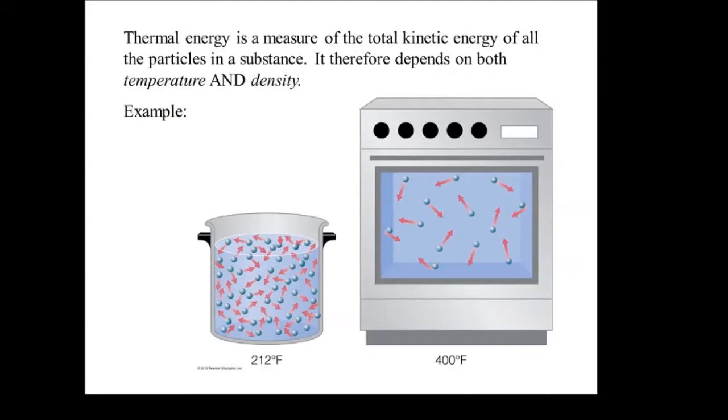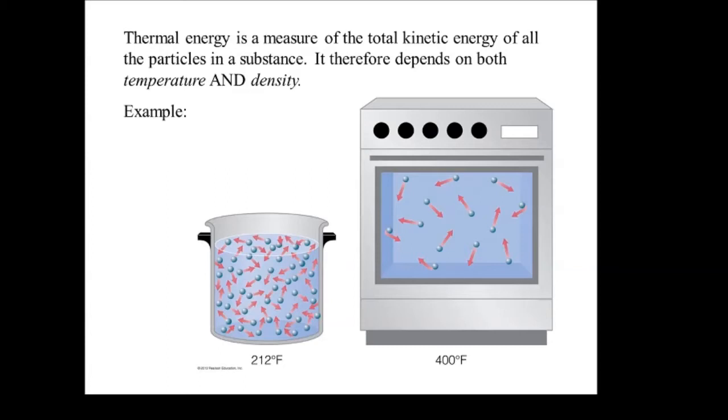One way to illustrate this real nicely is the example here. We have an oven that's heated to 400 degrees Fahrenheit, and we have a pot of boiling water that's heated to boiling, so 212 Fahrenheit. Now, if you stick your hand in that oven, let's say for a few seconds, you're probably going to be fine, right? There's really no harm in sticking your hand in an oven for a matter of a few seconds. But you stick your hand in that pot of boiling water for a few seconds, you're going to the hospital.